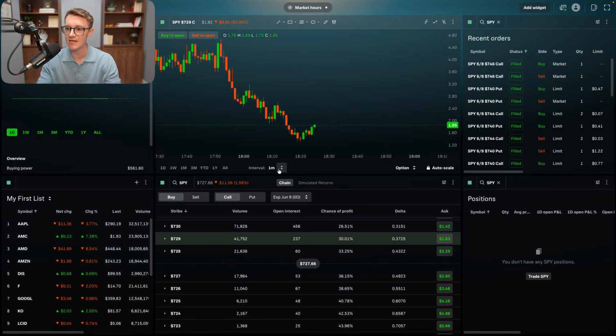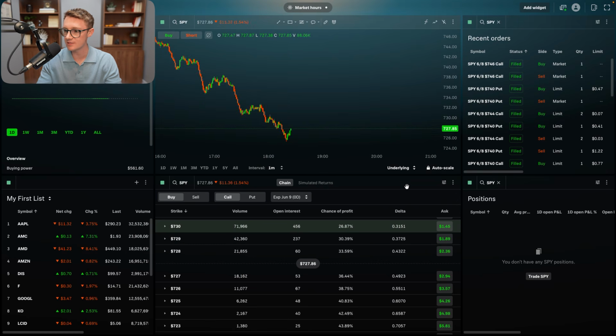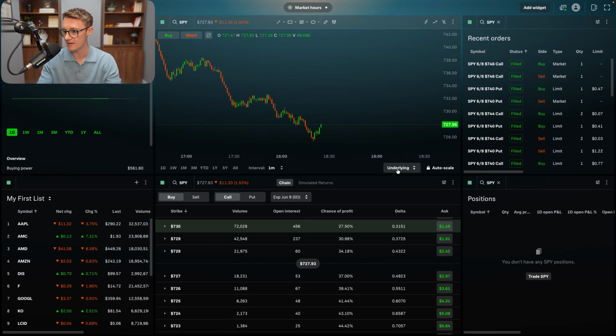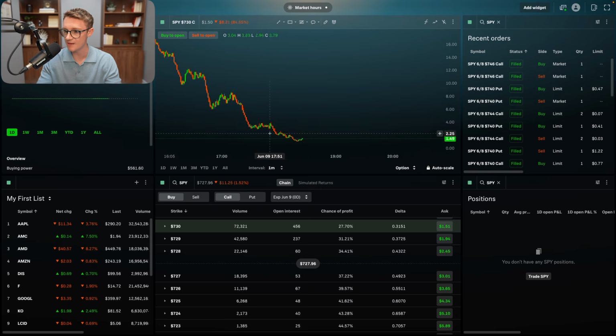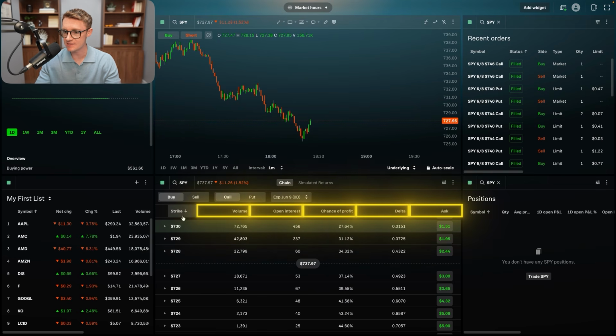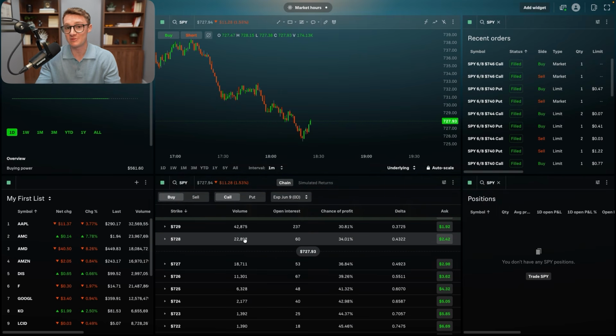And this is the 1-minute candle chart of the actual contract. And this is a great feature, so you can quickly toggle between looking at SPY itself, and this is obviously going to be the share price of SPY, to the actual option contract that you want to trade. Now we've got our volume, our open interest, our chance of profit, delta, ask, and you can customize this top row here.